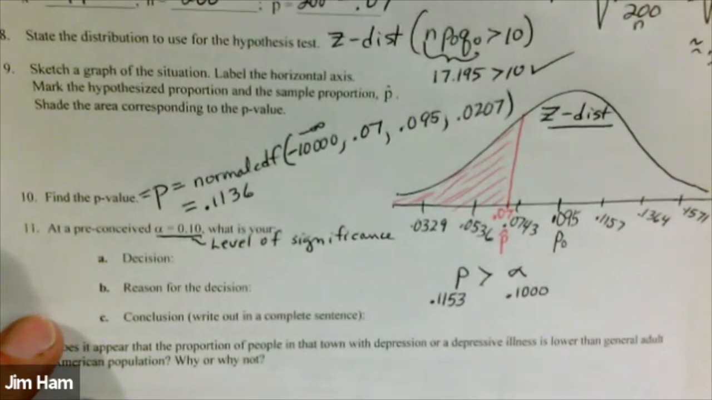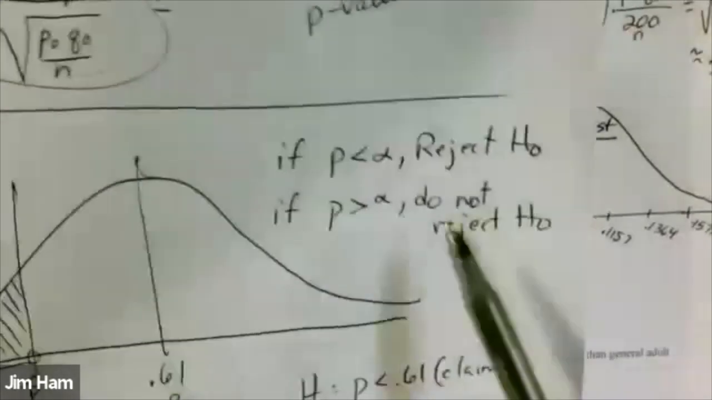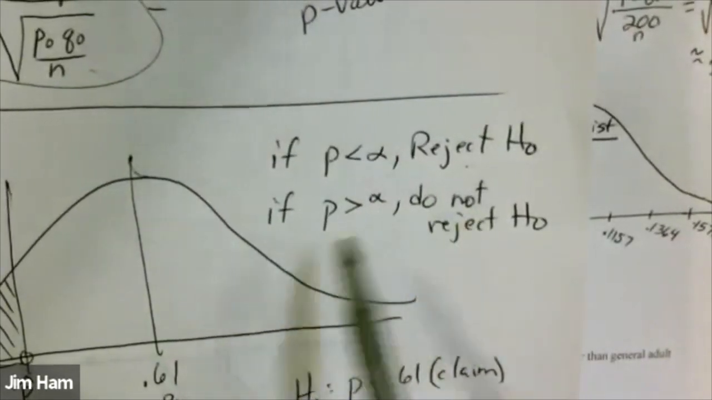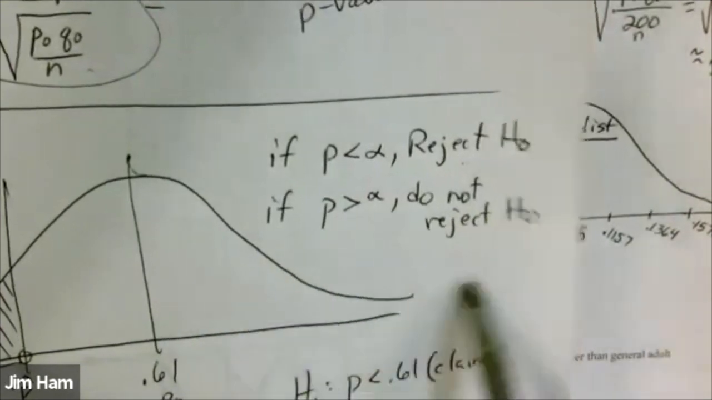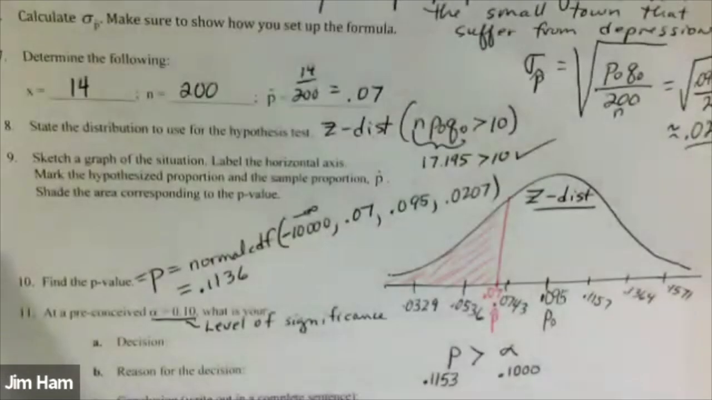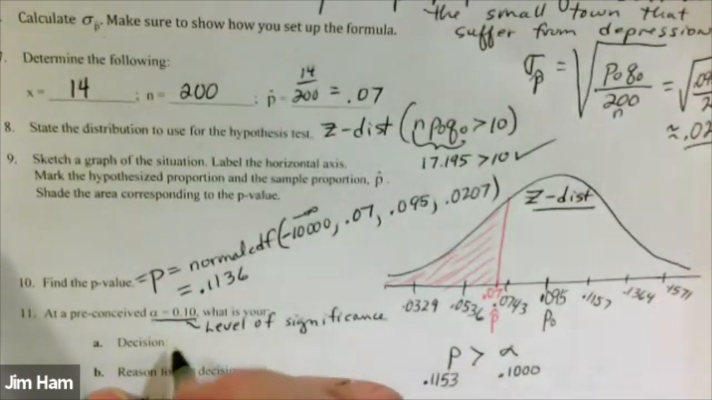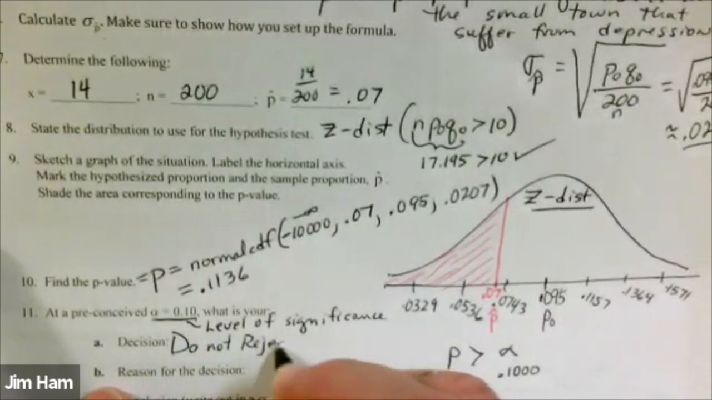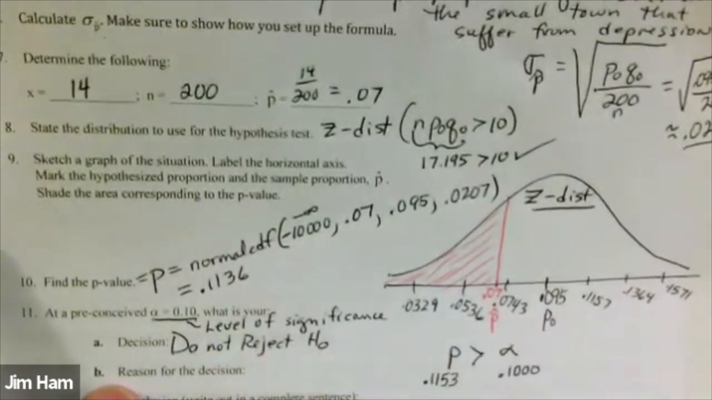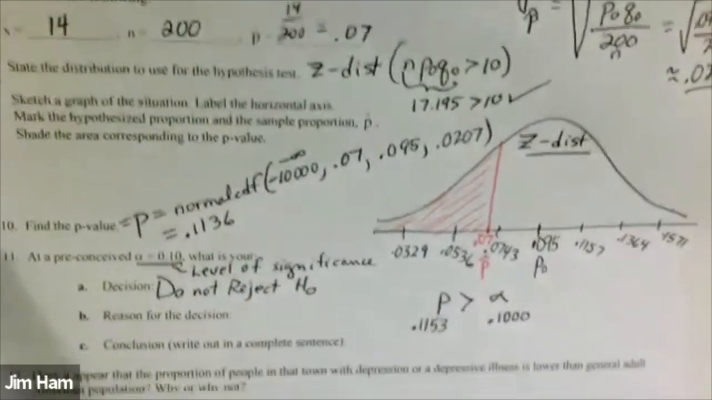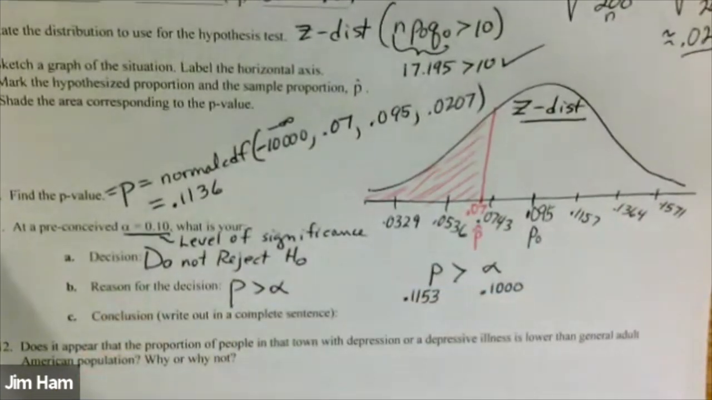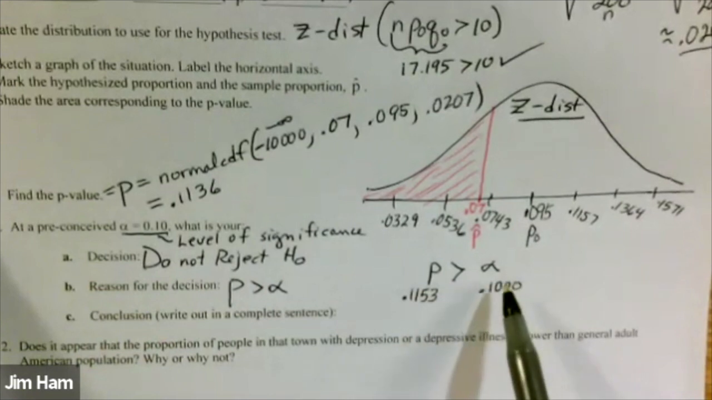And if P is greater than alpha, kind of subtly got this in there last time. If P is greater than alpha, we do not reject. So this is how we make the decision based on the p-value. So the decision is do not reject the null hypothesis. Reason, P is greater than alpha.